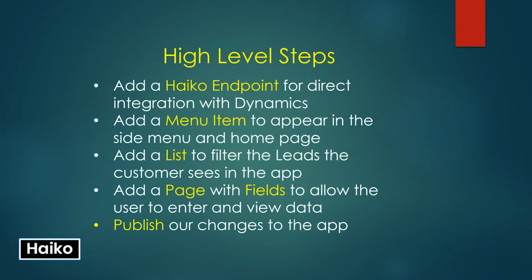In order to achieve this, there's a number of steps you're going to have to take within Haiko. This is all happening within Dynamics 365 where all of the configuration happens. So they'll need to add an endpoint to determine the direct integration with Dynamics. We're going to add a menu item to appear in the side menu and home page. We're going to add a list to filter the leads that the customer sees on the app. Obviously we don't want one customer seeing another customer's leads.